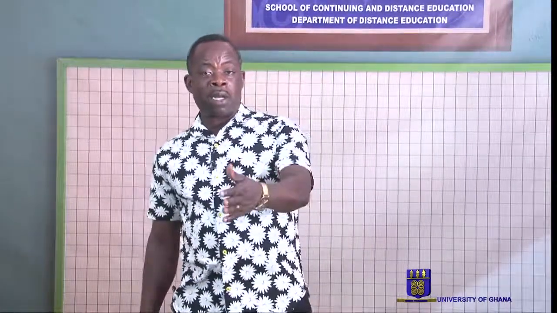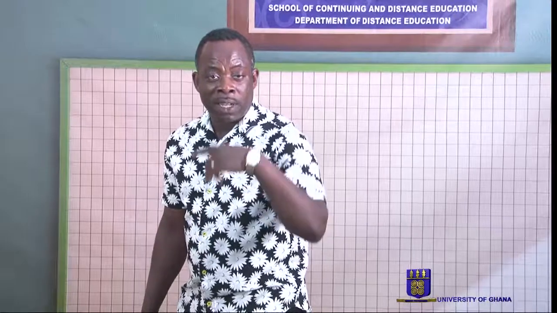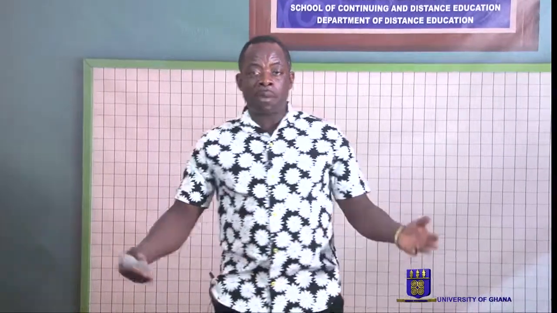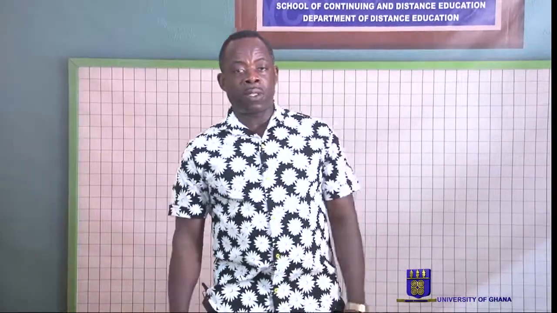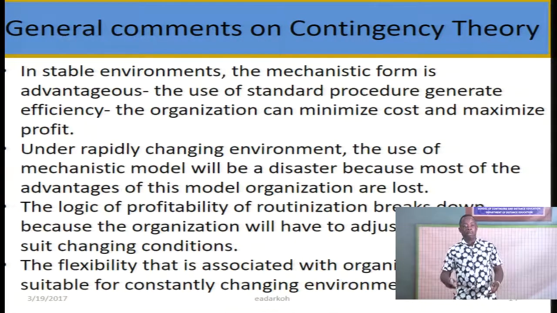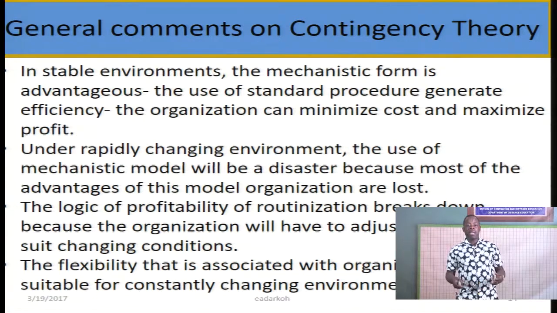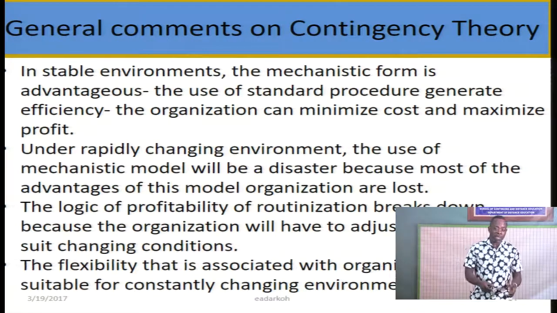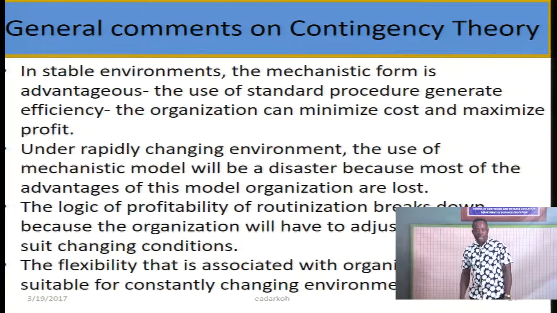In a stable environment, the mechanistic form is advantageous. The use of standard procedures generates efficiency, and the organization can minimize costs and maximize profitability. In a rapidly changing environment, the mechanistic model is not preferable, because in disaster situations you need to adapt quickly. So the logic of profitability and routinization breaks down. The flexibility that is associated with organic organization is suitable for a rapidly changing environment.